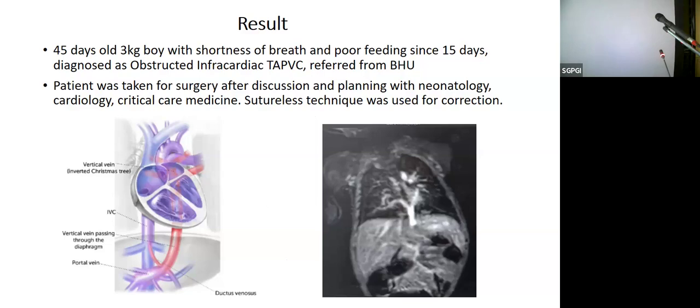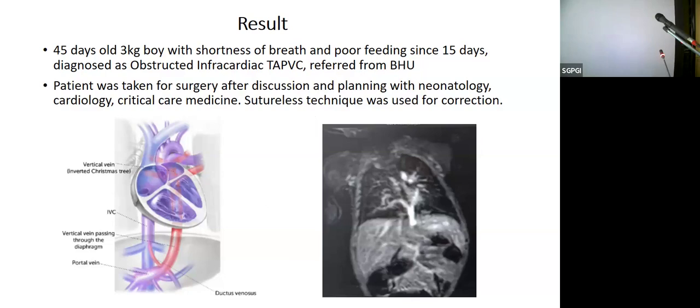So 7 days back, we operated on this patient, 45 days old, 3 kg weight patient with TAPVC. Now, what is TAPVC? The problem is the pulmonary drainage is not into the LA. It goes back into the venous system on the right side. So this is a representative diagram of TAPVC.